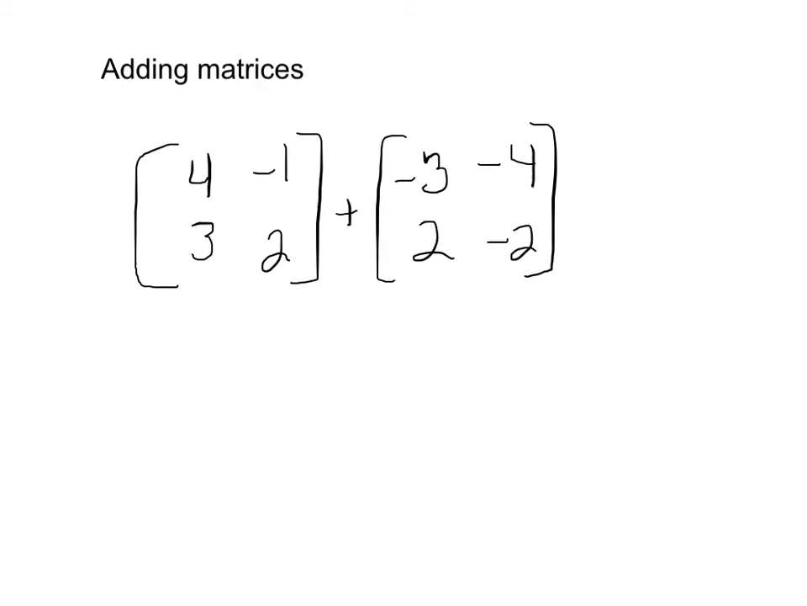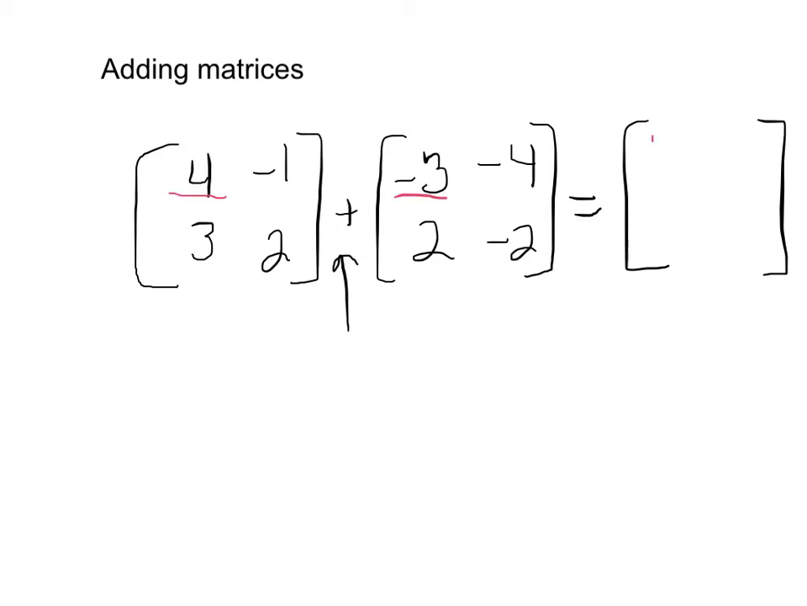Okay. So here's two matrices, and we're going to add them together. So our answer is going to look like another matrix. It's going to look like this, which is called a 2 by 2 matrix. It's 2 rows by 2 columns. Okay, and what you're going to do is you're going to add the numbers because of the addition sign, that are in the same position in each matrix. For example, the 4 and the -3 are in the same position.